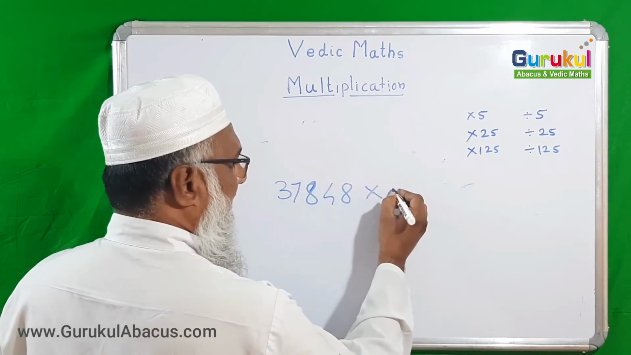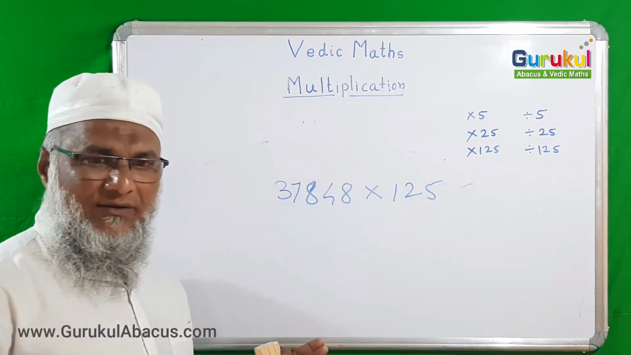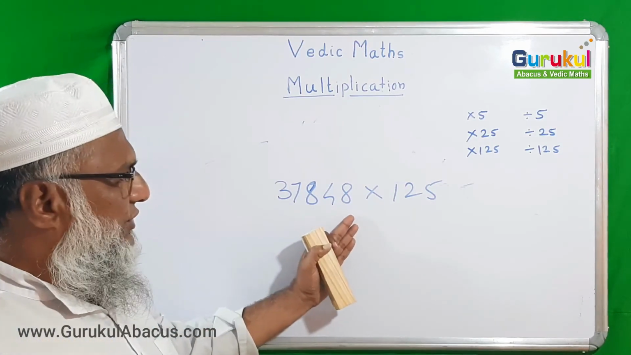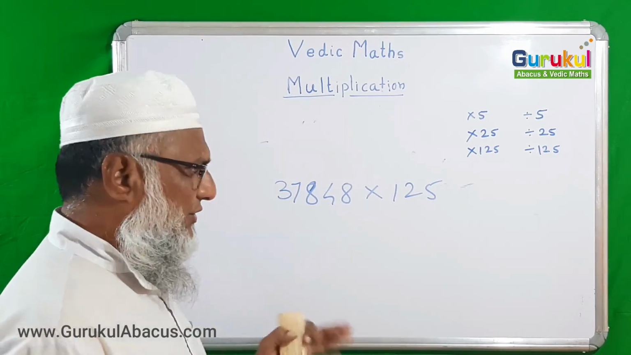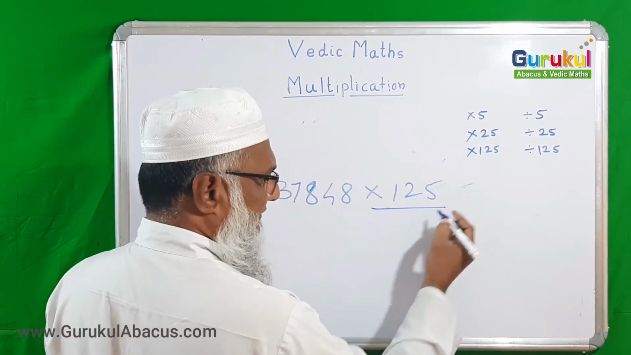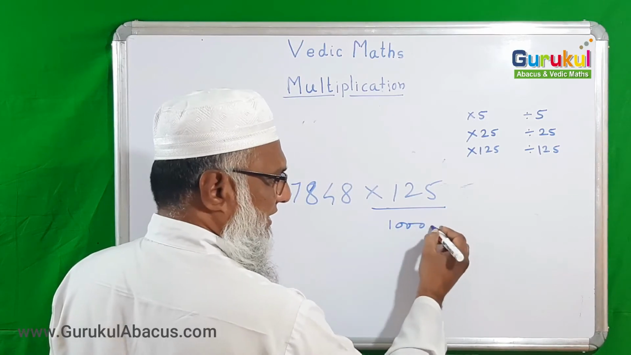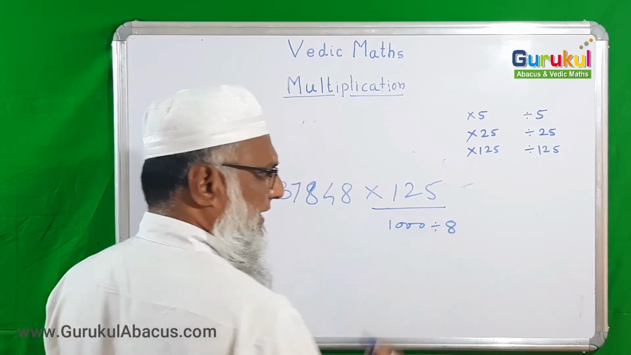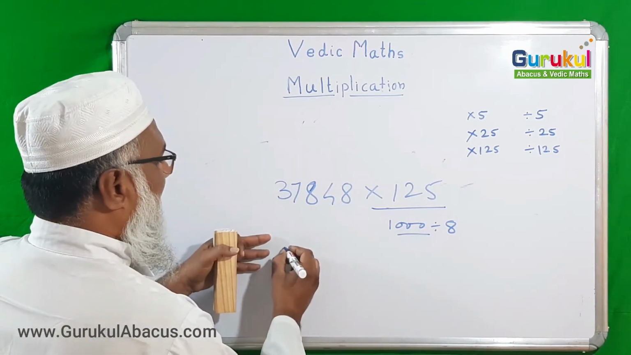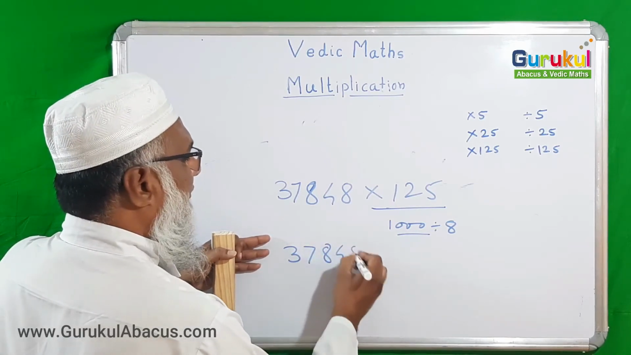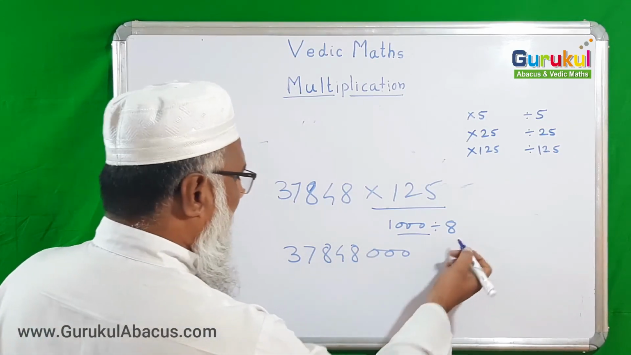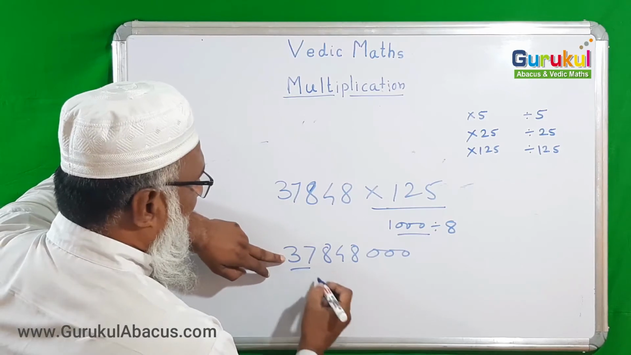Okay, now I'm taking one example, that is 37,848 multiplied by 125. By the traditional method we have to multiply all those digits individually with all the digits 1, 2, 5. So here we are doing what? Apart from multiplying by 125, firstly we are multiplying by 1000 and then we are dividing the number by 8. Multiplying by 1000 is what? Just adding 3 zeros to it. So now it is 37848000.